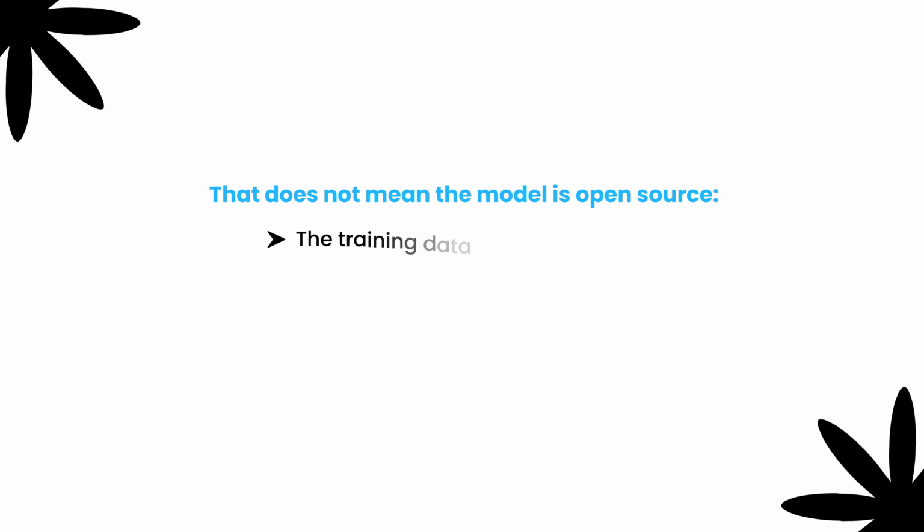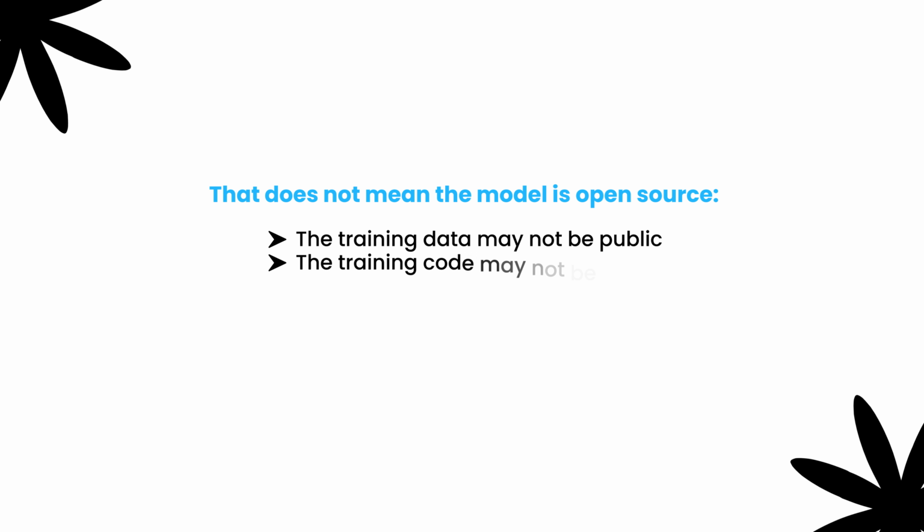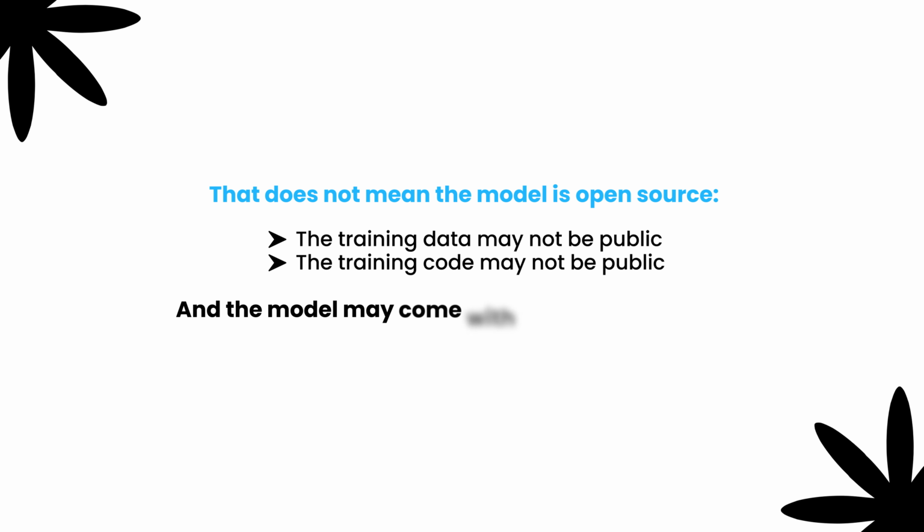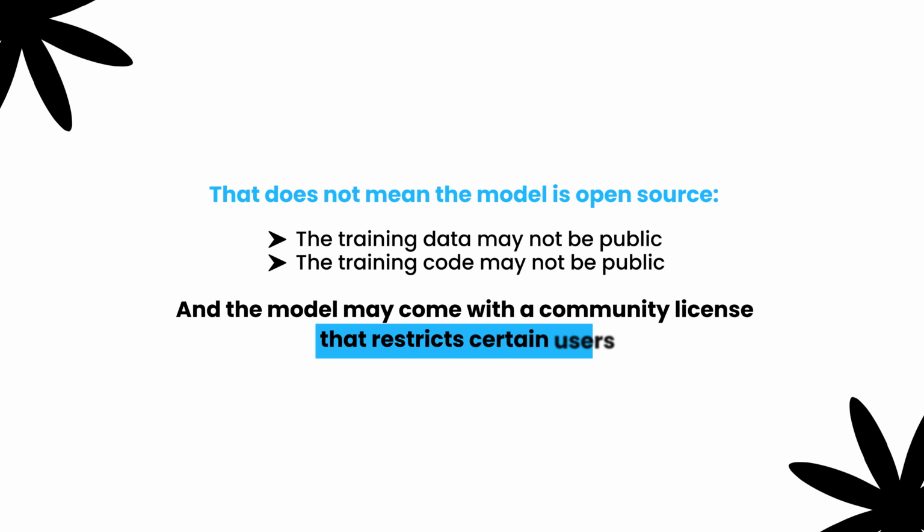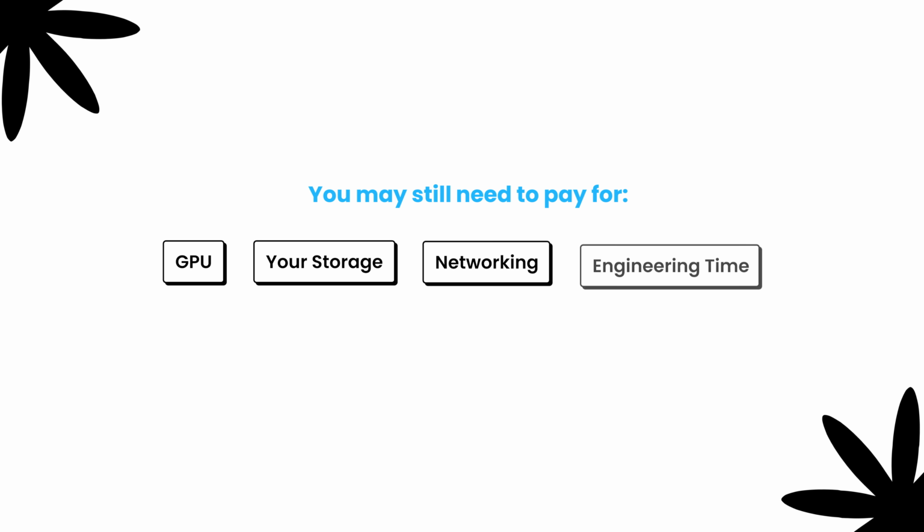That does not mean the model is open source. The training data may not be public, the training code may not be public, and the model may come with a community license that restricts certain users. Now, self-hosted means the software can run on your infrastructure. It does not mean operating it is free. You may still need to pay for GPU, your storage, networking, and your own engineering time.